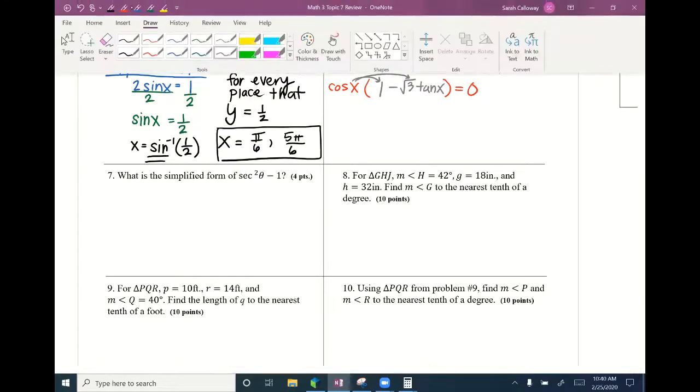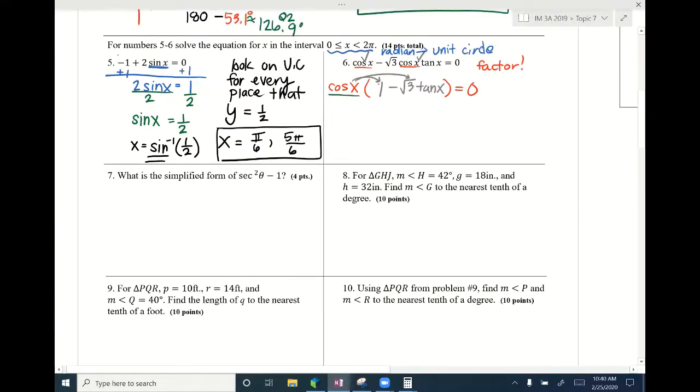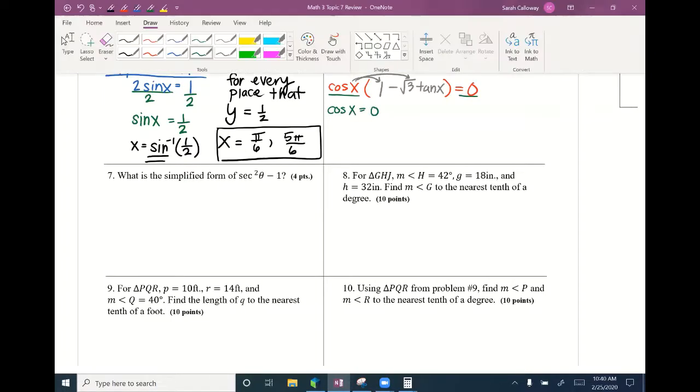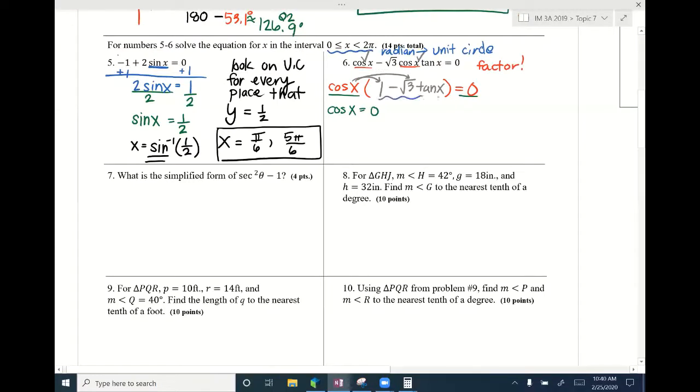When I factored, I now have two separate equations. The first equation is that cosine of x is equal to 0. The second equation is that 1 minus the square root of 3 times tangent of x is also equal to 0. So cosine of x equals 0 tells me that x is equal to the inverse cosine of 0.